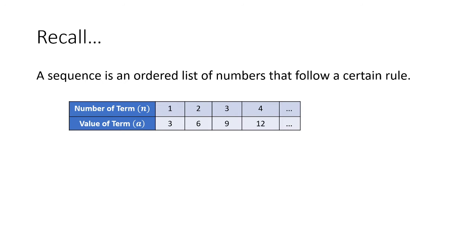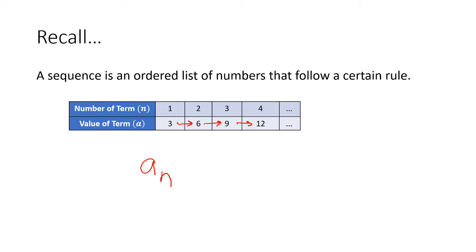So you may recall that a sequence is an ordered list of numbers that follow a certain rule. So let's find the rule really quick of this one. This looks like just the list of the numbers. To go from the first number to the second number, looks like I'm adding 3 each time. So let's write a rule.